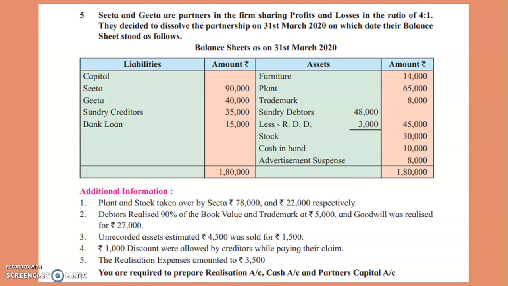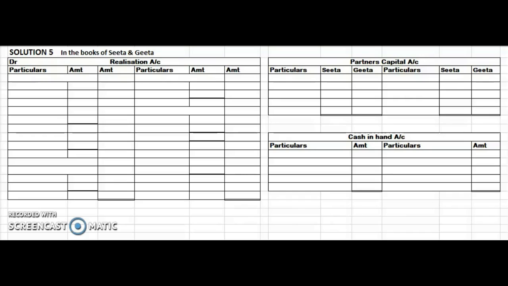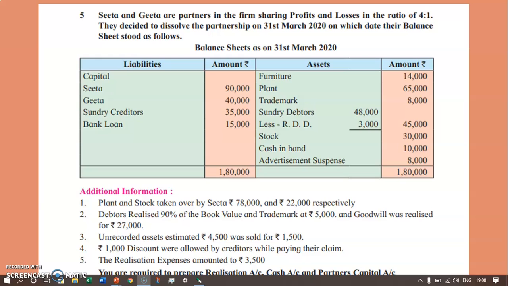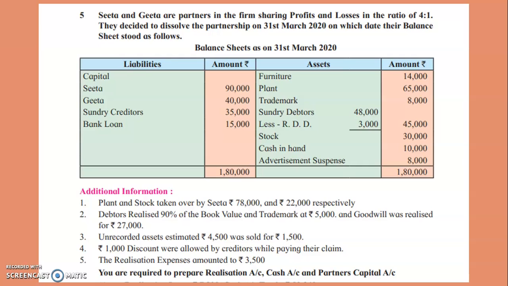We'll prepare the necessary ledger accounts, that is realization account, cash in hand account and partners capital account. So students, this is a realization account, partners capital account and cash in hand. So let's start. By now you all are familiar with the steps for dissolution. So first we begin with transfer of all assets and liabilities and the opening balances. Our assets, furniture, plant, trademark, these will be transferred to the debit side of realization account.